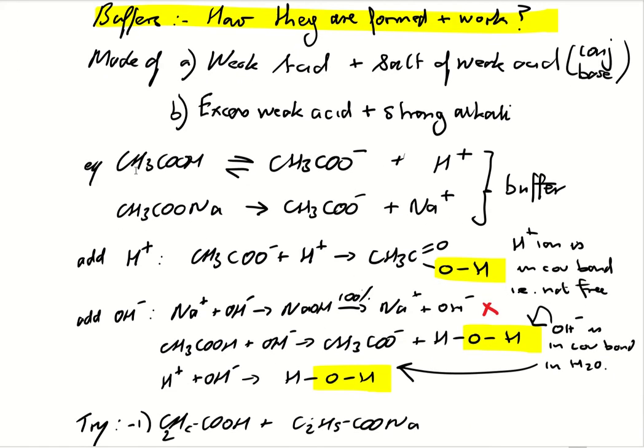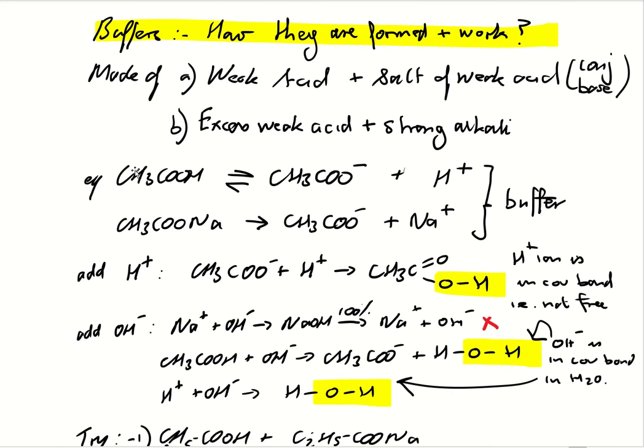Now we need to know the chemistry behind how a buffer actually works and what they're formed from. When I add some acid or some alkali to something, how does that buffer actually prevent the pH from changing, or allow it to change a very small amount? There are two ways in which a buffer is formed. You need to know both of them.